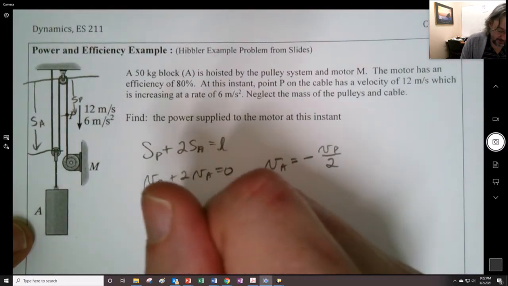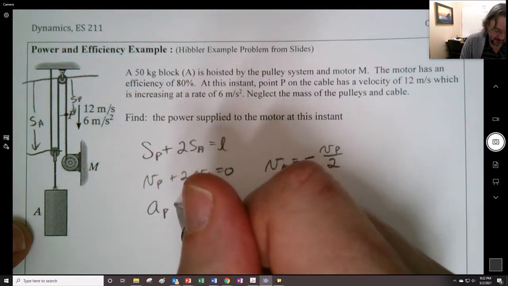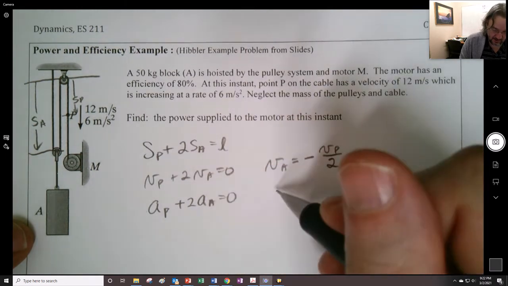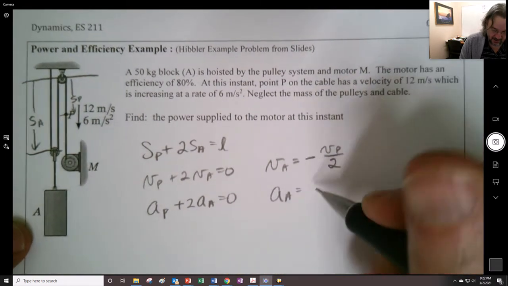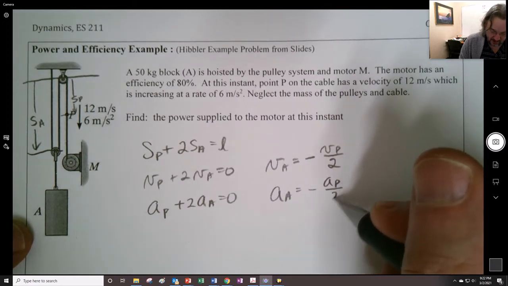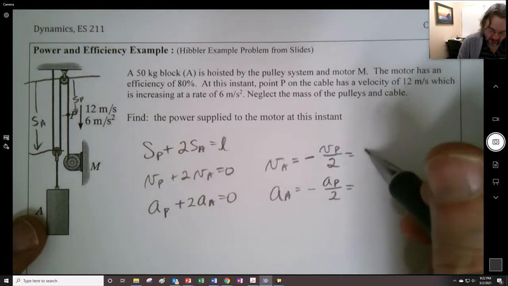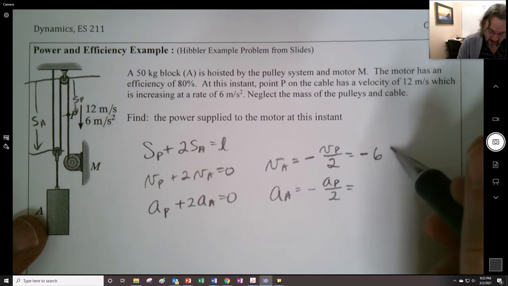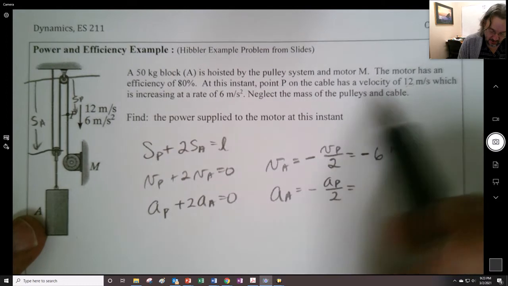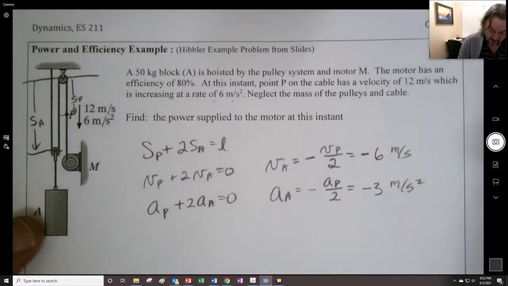And we can put in a value here in a second. The acceleration of P plus 2 times the acceleration of A is equal to 0, and of course the acceleration of A is equal to one half the acceleration of P. They gave us what the velocity was, so we could say this is negative 6 meters per second, that's 12 divided by 2, we could do that in our heads. And we also had 6 meters per second squared, so this is a negative 3 meters per second squared.